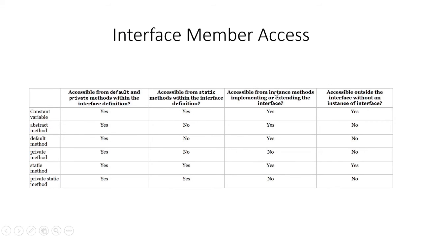So the same thing is said: accessible from an instance method implementing or extending the interface. We have seen that we can access the constant variable, and the abstract method we implemented, and we call the default and the static method but not the private one. Outside the interface or a class we are not implementing, we can only use the constant variable and static method with a reference of the interface name.